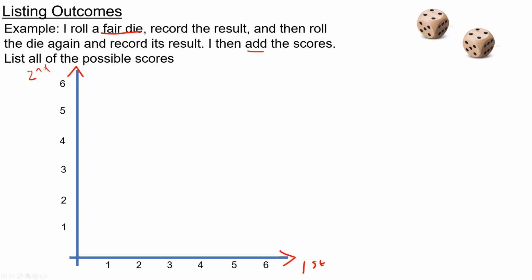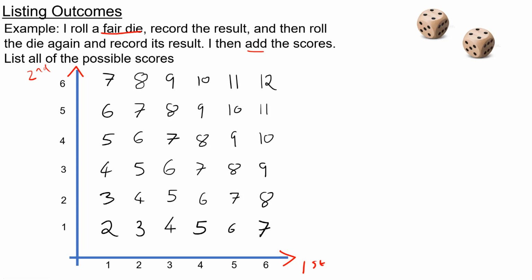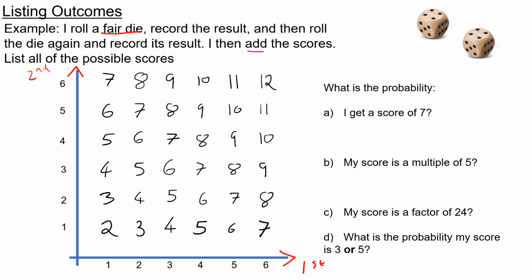So we could have a 1 and a 1, which would give us a 2. 1 and a 2 would give us a 3. 1 and a 3 would give us a 4, and so on. A 2 and a 1 would give us a 3, and so on. And we could fill in the sample space like this. So this gives us all of the possible scores. We can then answer some questions.